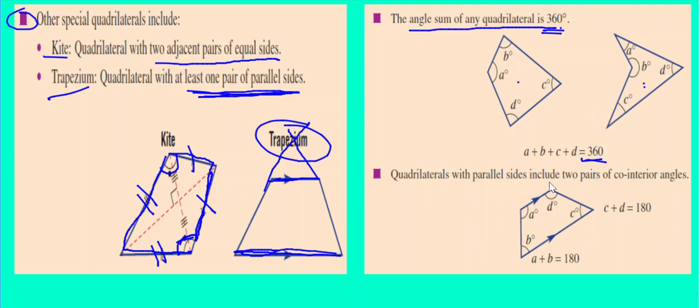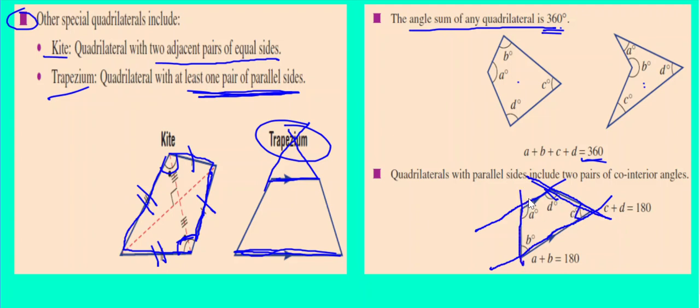Quadrilaterals with parallel sides include two pairs of co-interior angles. So like our trapezium, this is a trapezium. It's like we've got these parallel sides, and we've got a transversal going through these guys. So if you look at it that way, we've got these interior angles, co-interior angles.